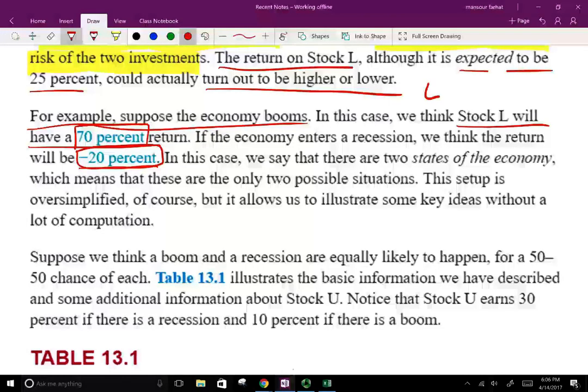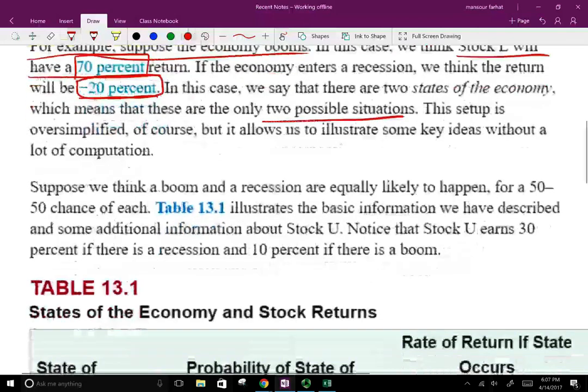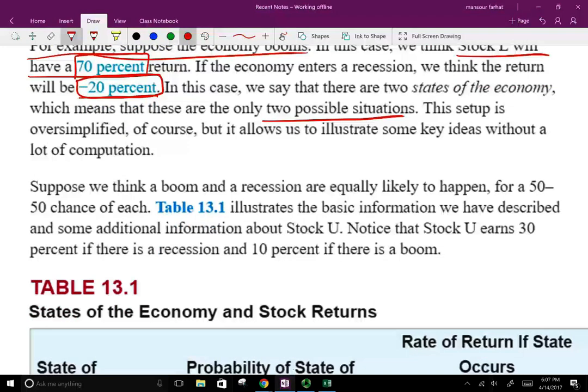We say there are two states of the economy, which means there are only two possible situations. Here we're assuming that either the economy is going to have a recession or the economy is going to boom. This is simplified, but we need the simplification to illustrate the calculation of the expected return. You could have more than two states of the economy, maybe really good, in between, not that good, and a recession. So you could have all sorts of probabilities, but now we're using only two possible situations. Suppose we think a boom and a recession are equally likely. So a boom is a 50% chance and a recession is a 50% chance.